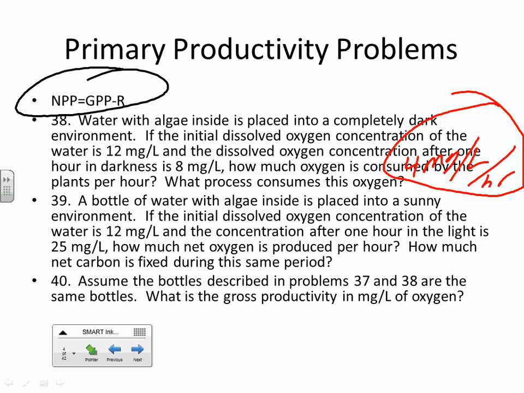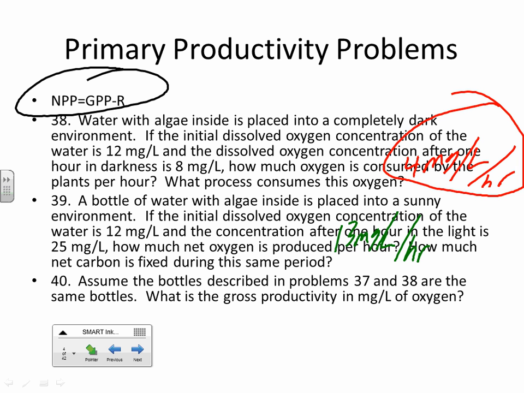And 39. A bottle of water with algae inside is placed in a sunny environment. If the initial dissolved oxygen concentration of the water is 12, and the concentration after 1 hour is 25, how much net oxygen is produced per hour? What would that be? We started with 12, we ended up with 25, it would be 13, right? So this will be 13 milligrams of oxygen per liter of water per hour. We'll come back to this, how much carbon is fixed during the same period.